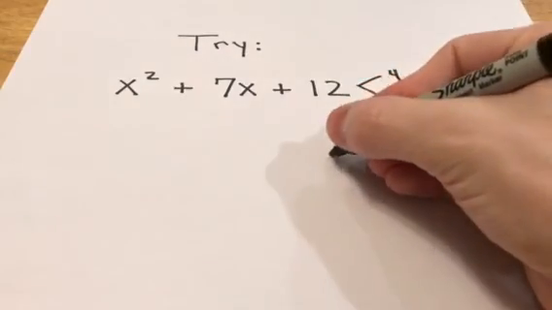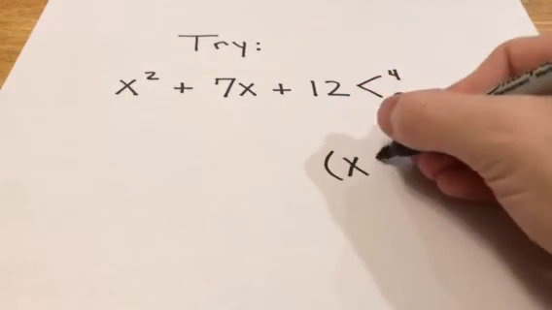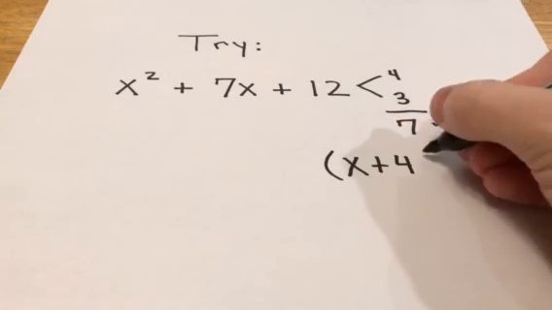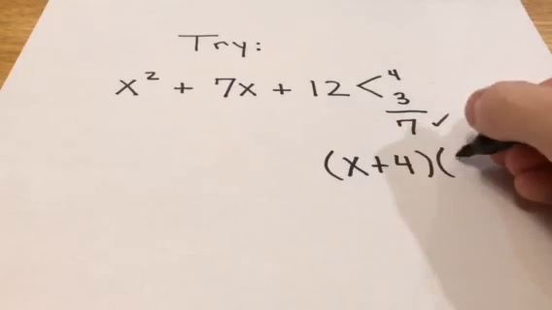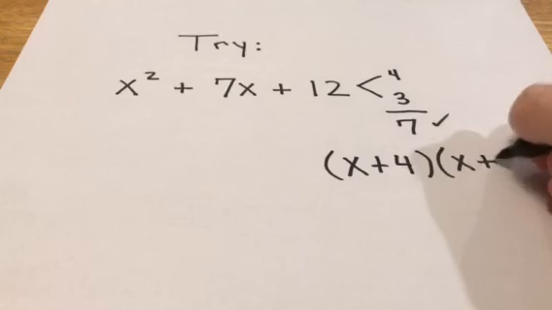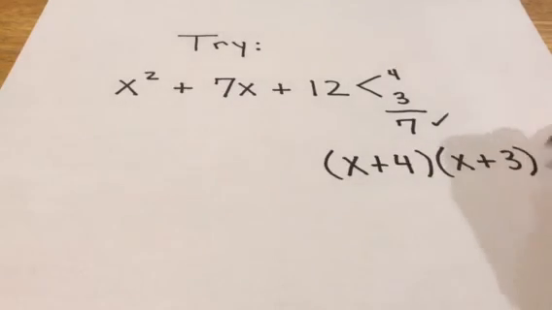We put those in parentheses with the x. X plus 4, x plus 3. Go ahead and close up those parentheses.